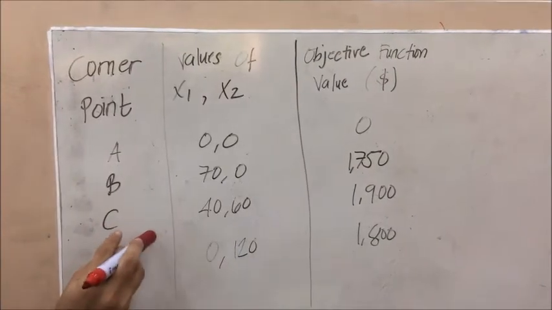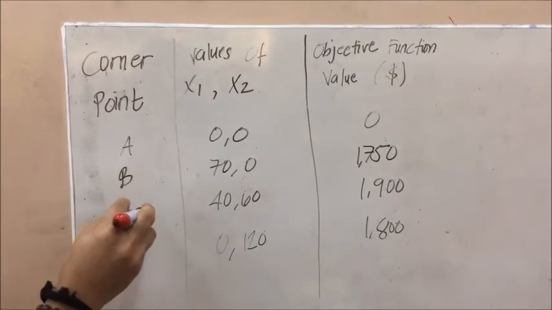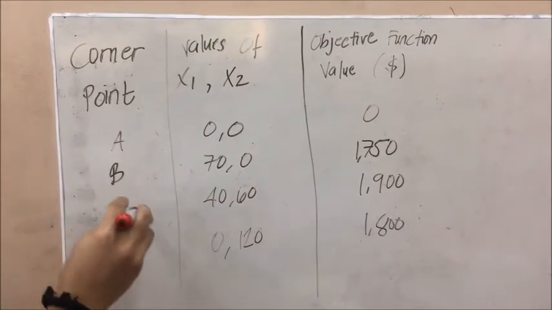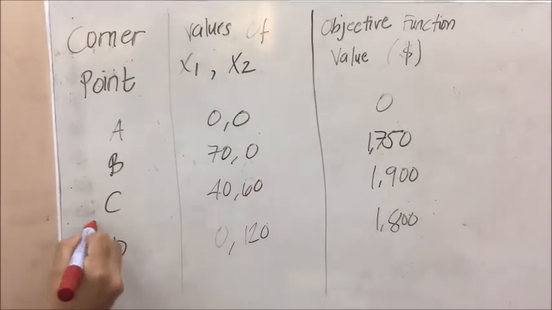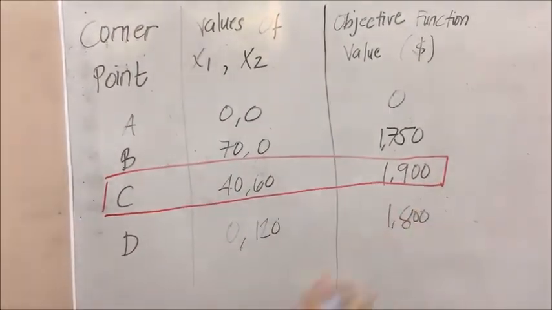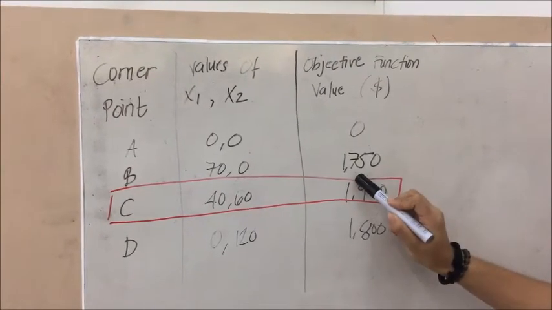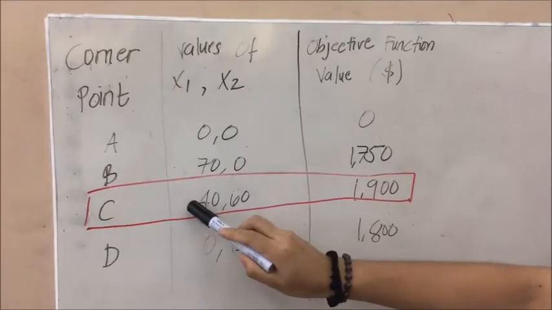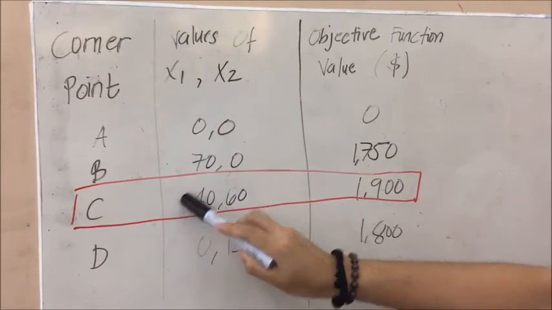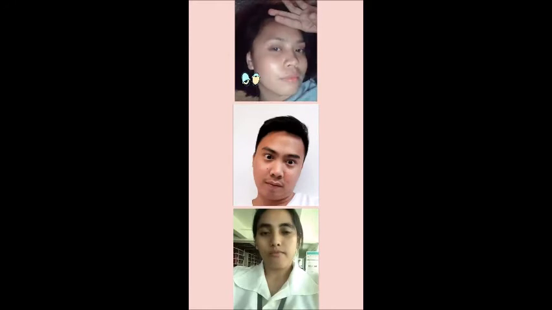Since the problem states that we should yield the highest profit, and out of all the corner points here, corner point C yields the highest profit, which is $1,900. In order for us to get $1,900 profit, we should have 40 units of air conditioners and 60 units of large fans.